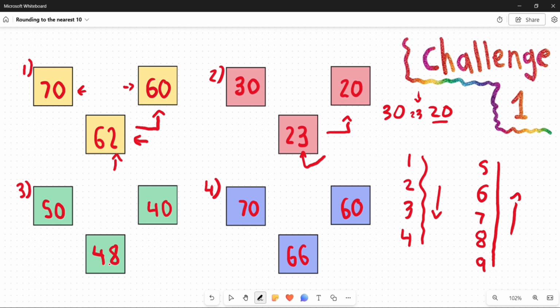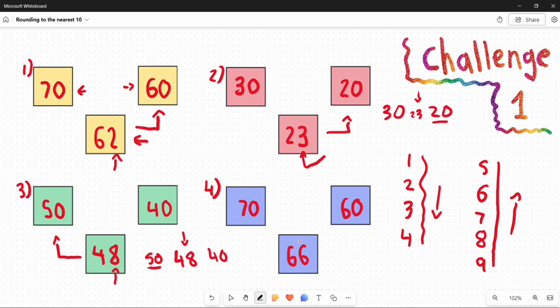number 48. First, we look at the number in the ones place, which is 8. And from what we see here, 8 is in the group that tells us to round up. So we round it up to the nearest highest number, which is 50. 48 is in the middle of 40 and 50. So the closest number to 48 when you round up is 50.